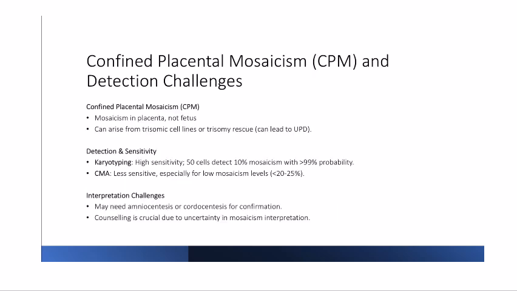Confined placental mosaicism, or CPM, involves abnormal cell lines in the placenta but not the fetus. This can result from trisomy rescue, potentially leading to uniparental disomy. Confirmation may require follow-up with amniocentesis, as it's challenging to assess CPM's clinical relevance solely with placental samples.